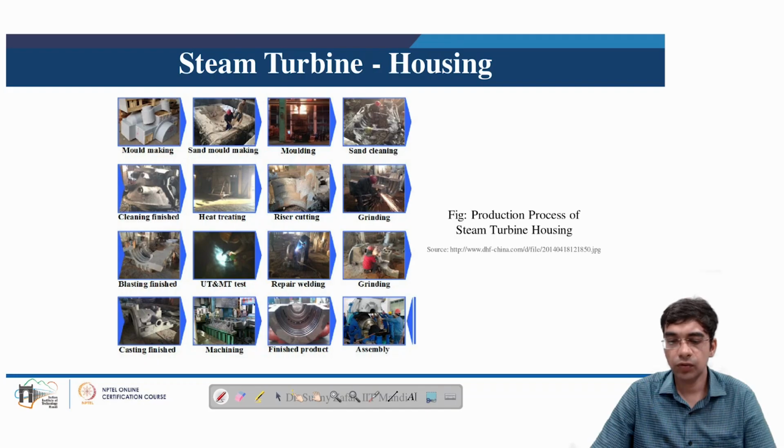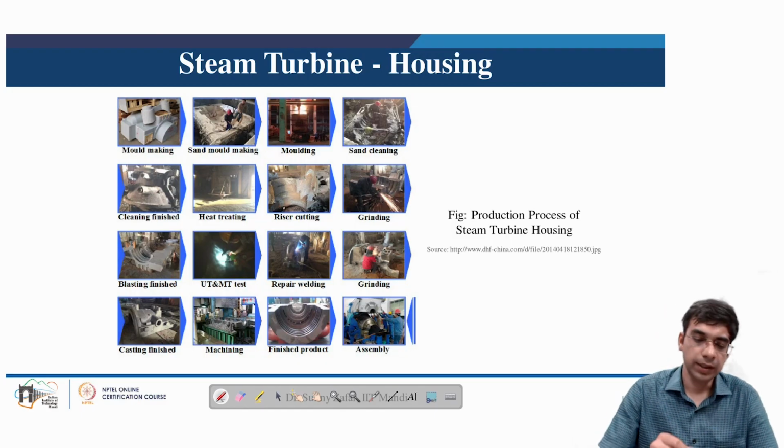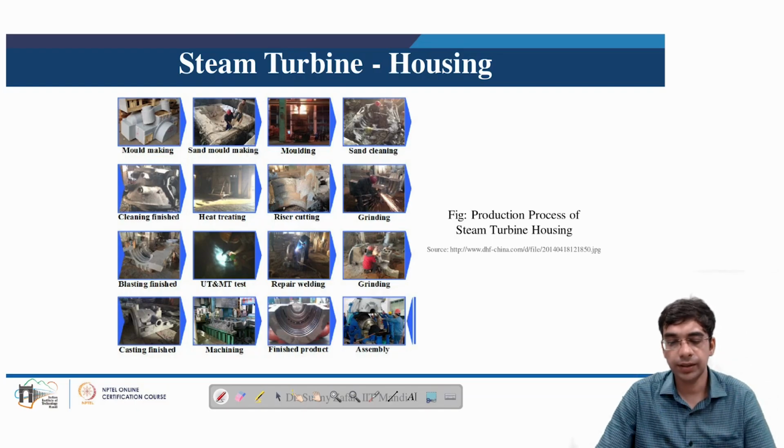So if we see the overall processes utilized to manufacture the housing of the steam turbine, this basically starts with the mold making, which is typically done using a sand mold. Then we have the molding operation and sand cleaning is done. After the cleaning is finished, the casting of the housing is heat treated, and risers are removed by grinding.